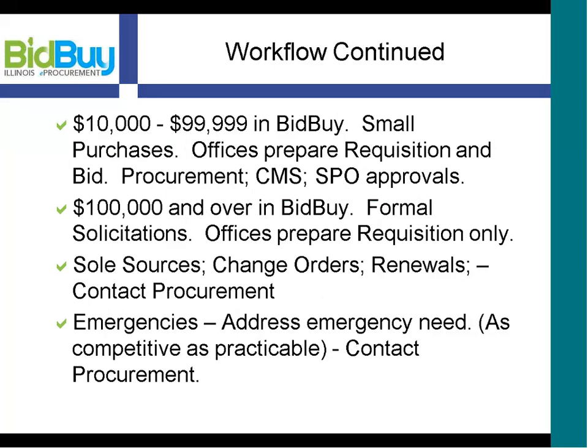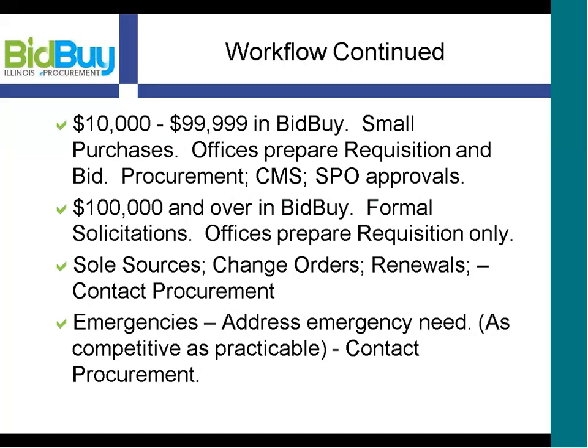For procurements from $10,000 up to $100,000, which is the small purchase threshold, offices will prepare the requisition and the bid. Procurement, CMS, and State Purchasing Officer approvals will be in BidBuy. For procurements over $100,000, they will still be through BidBuy. Those are our formal solicitations, our invitations for bids and our requests for proposals.